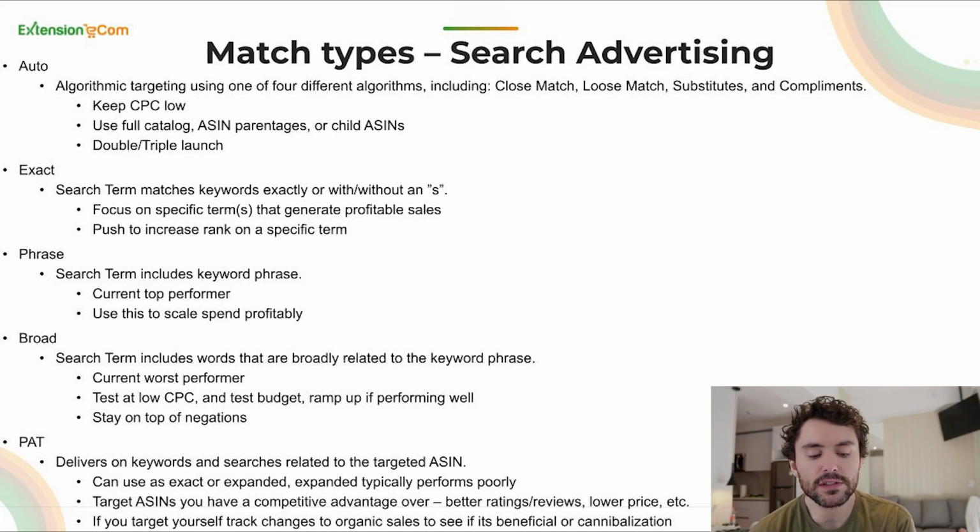So this is going to be used in exact or expanded, and expanded typically performs poorly, similar to broad. Amazon's just going to push you onto anything and everything, whatever it thinks could potentially convert on. And remember, Amazon's ad console's job is to spend money. That's how they make money. So when you give Amazon the room to spend, it's probably going to spend. So target ASINs you have a competitive advantage over, better ratings, reviews, lower price.